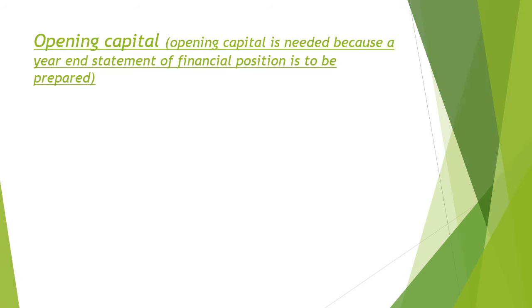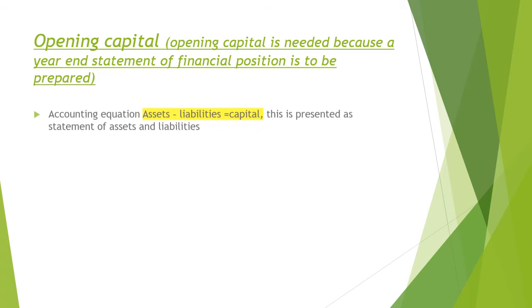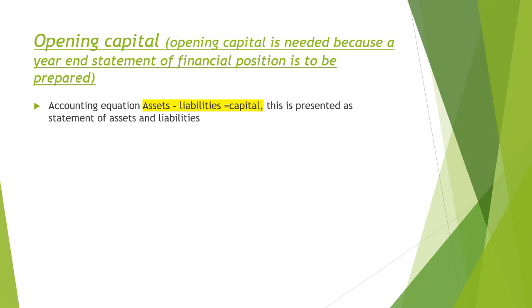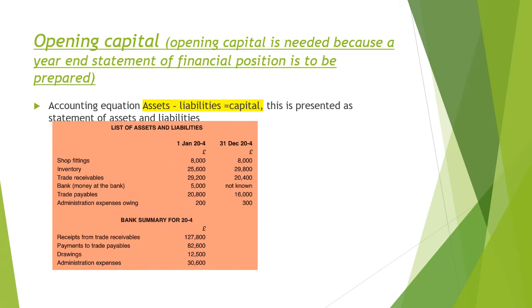opening capital. Opening capital is needed because a year-end statement of financial position is to be prepared. Accounting equation: assets minus liabilities is equal to capital. This is presented as a statement of assets and liabilities. Now it's an opening trial balance. Balances of different accounts on 1st January 2004 are shown on the left hand side and balances of different accounts on 31st December 2004 are shown on the right hand side.